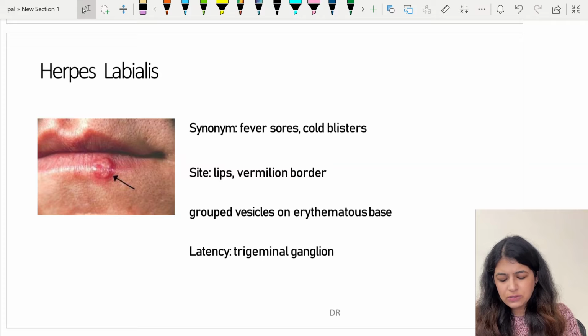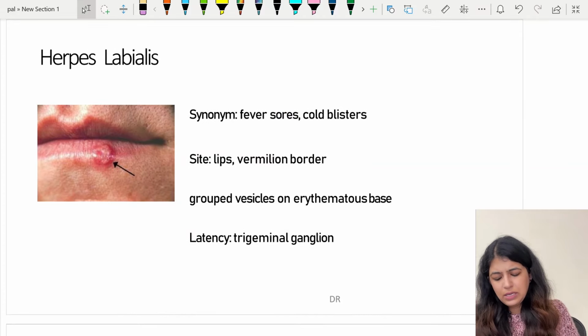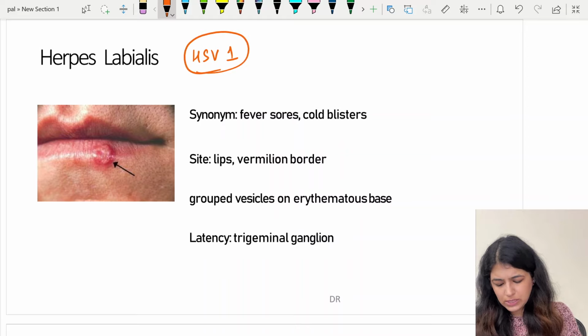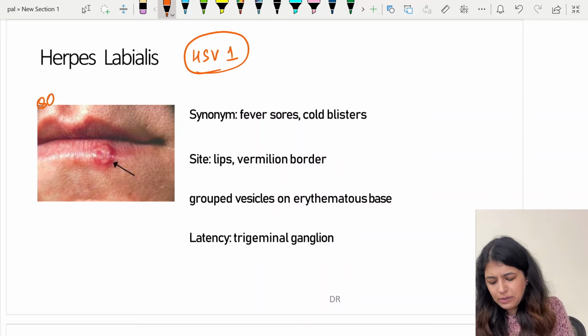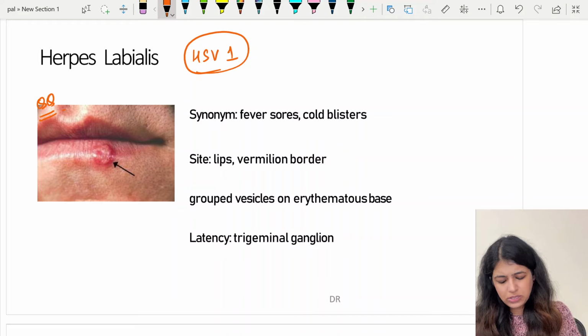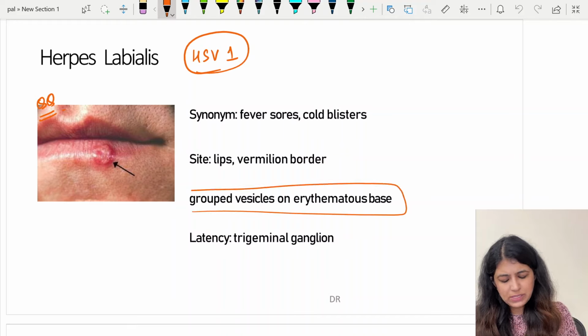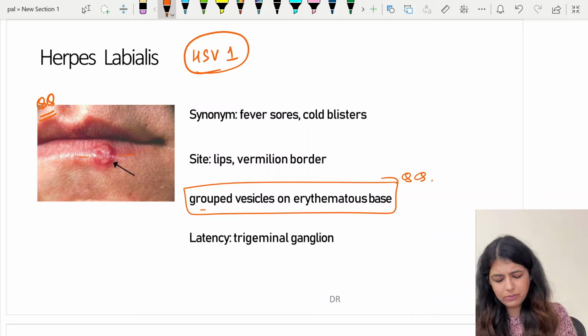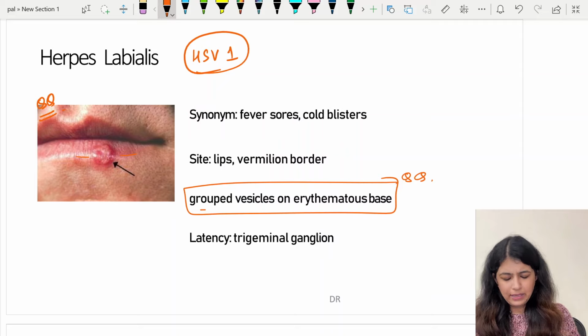Now coming to infections caused by the herpes simplex virus. Here I am talking about infection caused by HSV1, which causes orolabial herpes. Again, a very important image based question that can be asked on its own. Here also you get grouped vesicles on a red base. So that part is similar, but the lesions are present on the vermilion border of the lip, and they can also recur whenever there is fever or any other stressor on the body. So they are also called fever sores or cold blisters.